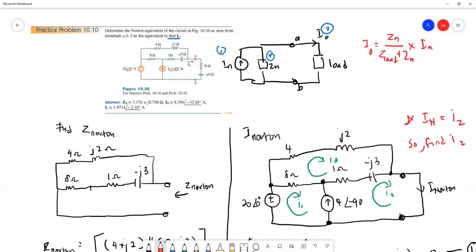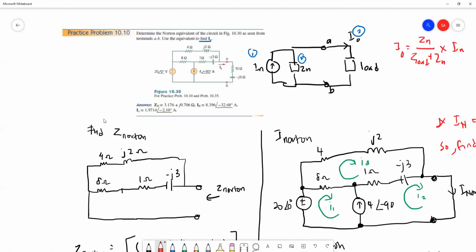Okay, so the first step is to get In and Zn. To find Zn from this terminal load, you need to disconnect the load first. Then set all the sources equal to 0. When a voltage source is equal to 0, it is a short circuit. Short circuit here. And for the current source, it is an open circuit, so no need.